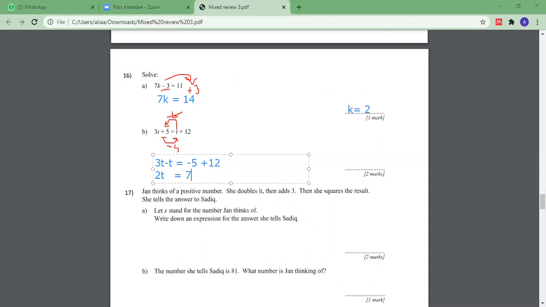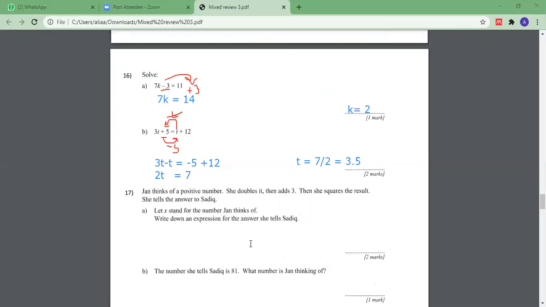So t will be, I will go to the other side by divide. So t will be equals 7 divided by 2, which equals 3.5. Okay. Next question, 17. Jan thinks of a positive number.